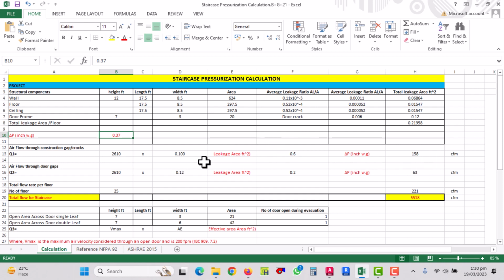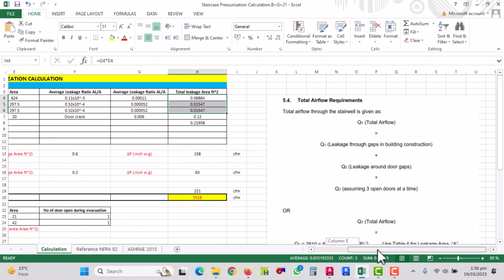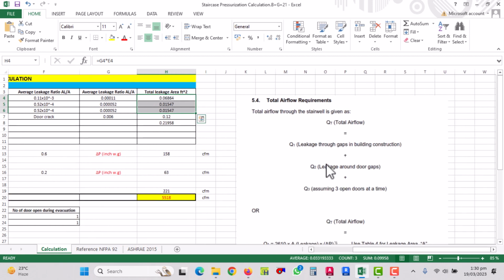I will explain how I calculate it. This is the equation: 2610 times the leakage area in square feet, times the pressure to the power 0.7, or pressure under root. This is 0.37 to the power 0.5, or the square root of 0.37, and multiply all of these, you will get the total CFM, the total airflow through these construction gaps. This is the equation. You can also check here.